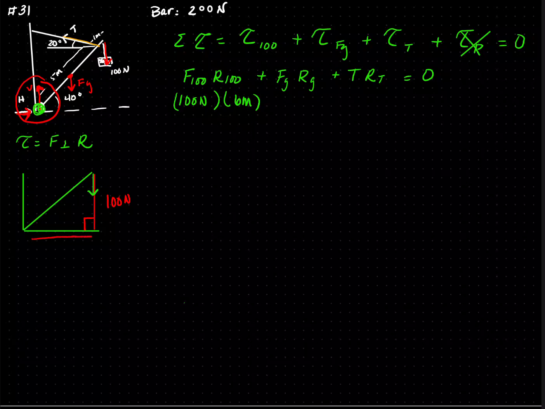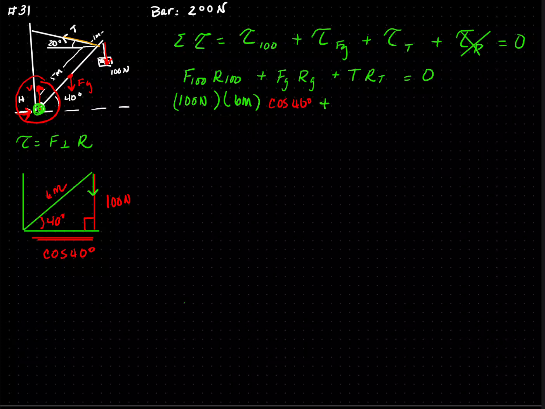This right here is a component of the lever arm, because my hypotenuse is 6 meters. We know this angle is 40 degrees because it was given in your worksheet. Since I am solving for this side, because this side is perpendicular to the force here, this will be cosine next to 40 degrees. So this is 100 newtons times 6 cosine 40 degrees.